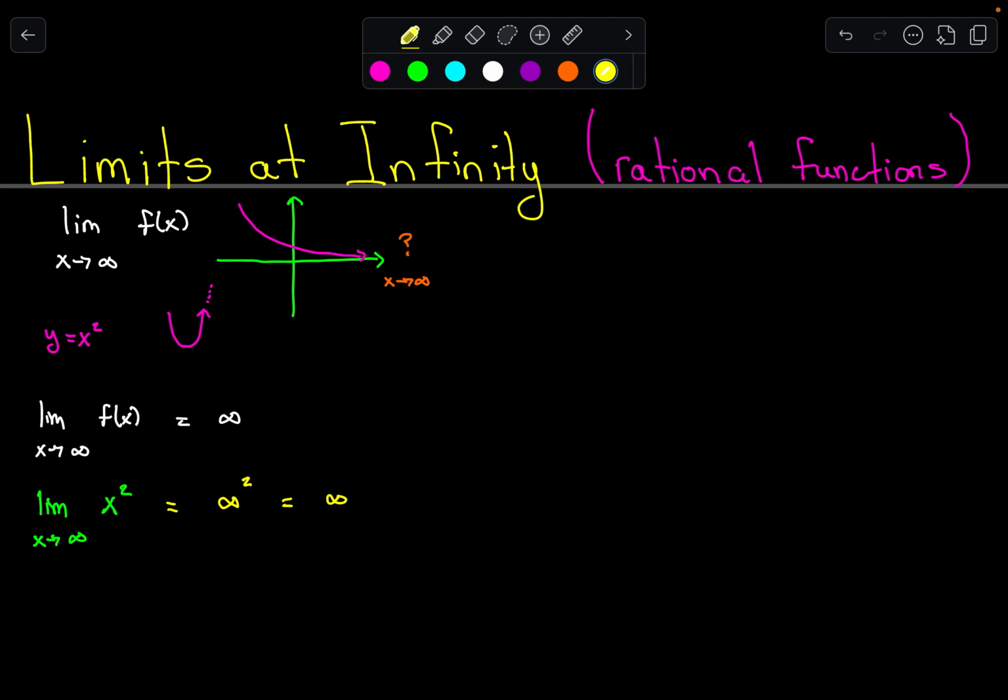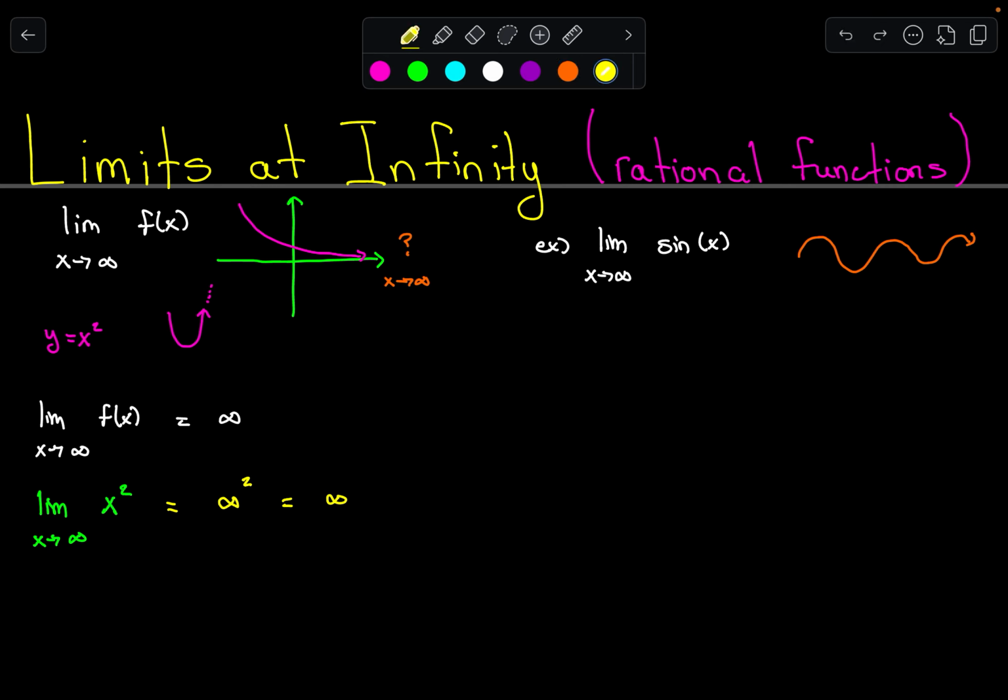Now, some may not have an answer, right? For example, what if I give you the limit as x approaches infinity of sine of x? Now, this one's not so easy to do because the function sine of x oscillates like so forever and ever and ever. And so trying to predict what the output value of this function is going to be as x gets bigger and bigger and bigger?